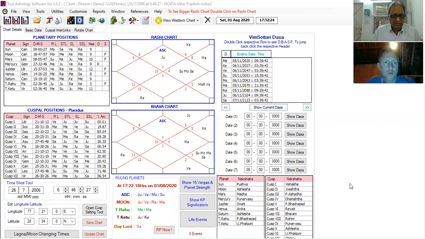See, here is the chart. We'll try to find out whether the disease will occur to this native or not. If the disease will occur, what will be the body part affected, and what is the nature of the disease he will have to face. For a disease to occur, the ascendant sub-sub-lord must get linked with the sixth house or the eighth, because the house of disease is six and the eighth is the house of serious sickness.